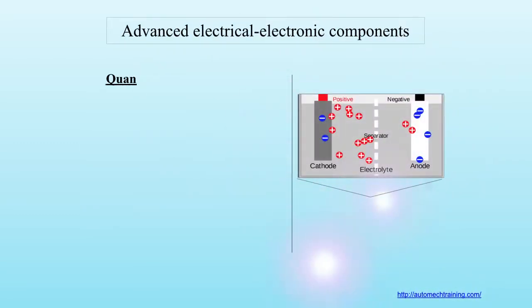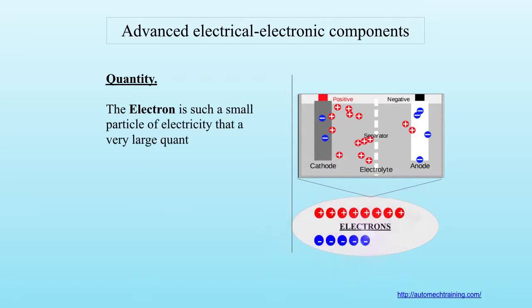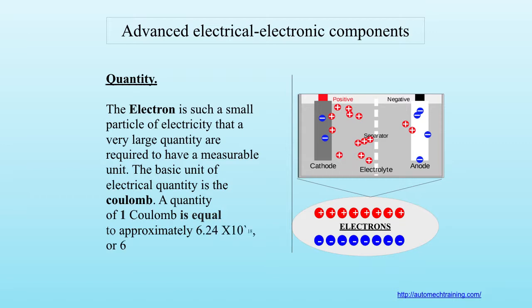Quantity. The electron is such a small particle of electricity that a very large quantity are required to have a measurable unit. The basic unit of electrical quantity is the coulomb. A quantity of 1 coulomb is equal to approximately 6.24 times 10 to the power of 18, or 6.24 quintillion. The symbol for quantity is Q.